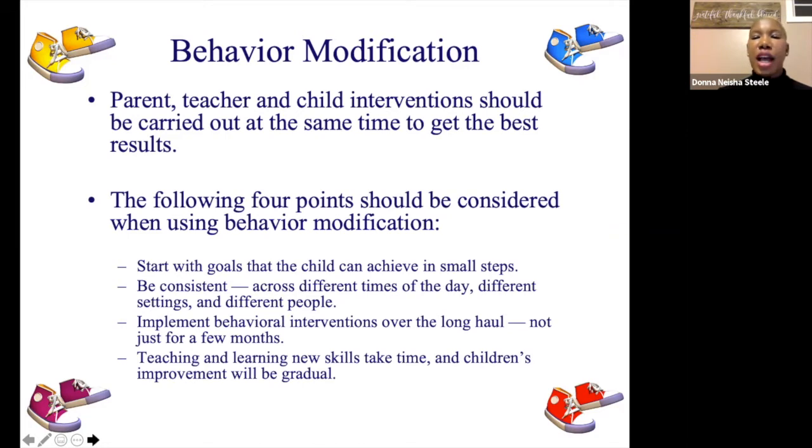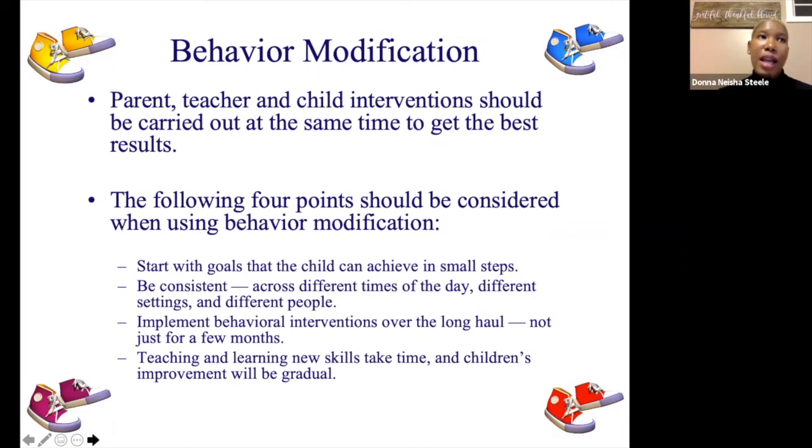Parent, teacher, and child intervention should be carried out at the same time to get the best results. Naturally, the right hand should be doing what the left hand is doing. And this is what that statement is saying. It is saying that parents and teachers should be consistent with what they're doing as far as interventions, because we want the best results. And the way to get the best results is if what is happening in school is happening at home. That's the only way we can get the best results.